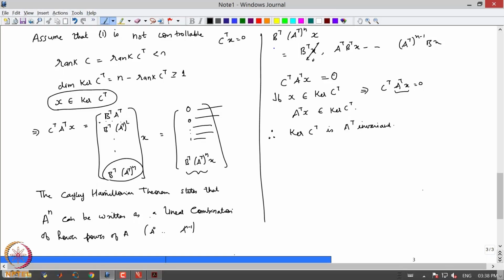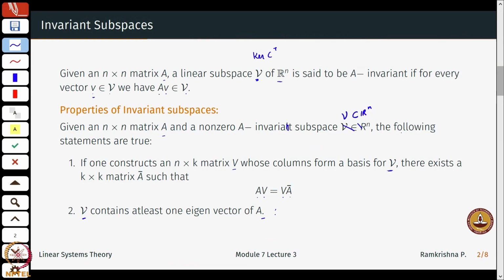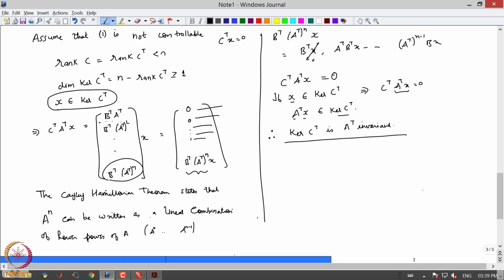I take an element x of the kernel of C transpose, and what I see is that A transpose x also lies in the kernel of C transpose, and therefore the kernel of C transpose is A transpose invariant. So, when the kernel of C transpose is invariant, then by the second property, it contains at least one eigenvector of A transpose.